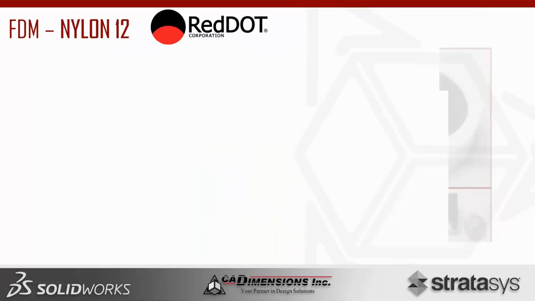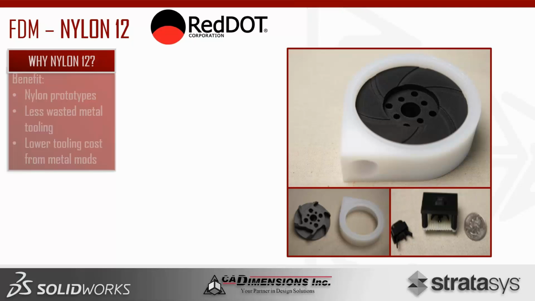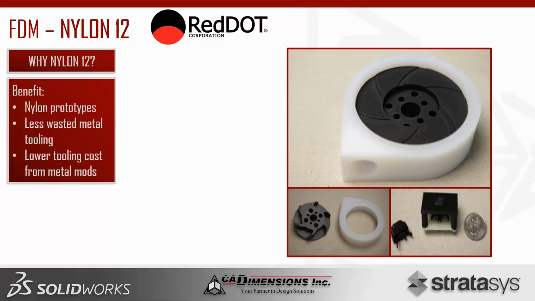And our case study here with Nylon 12 is the Red Dot Corporation. Why did they use Nylon 12? Because their final parts were nylon, and instead of having a nylon-like material such as Nylon 12 to prototype in, they had to machine these parts.